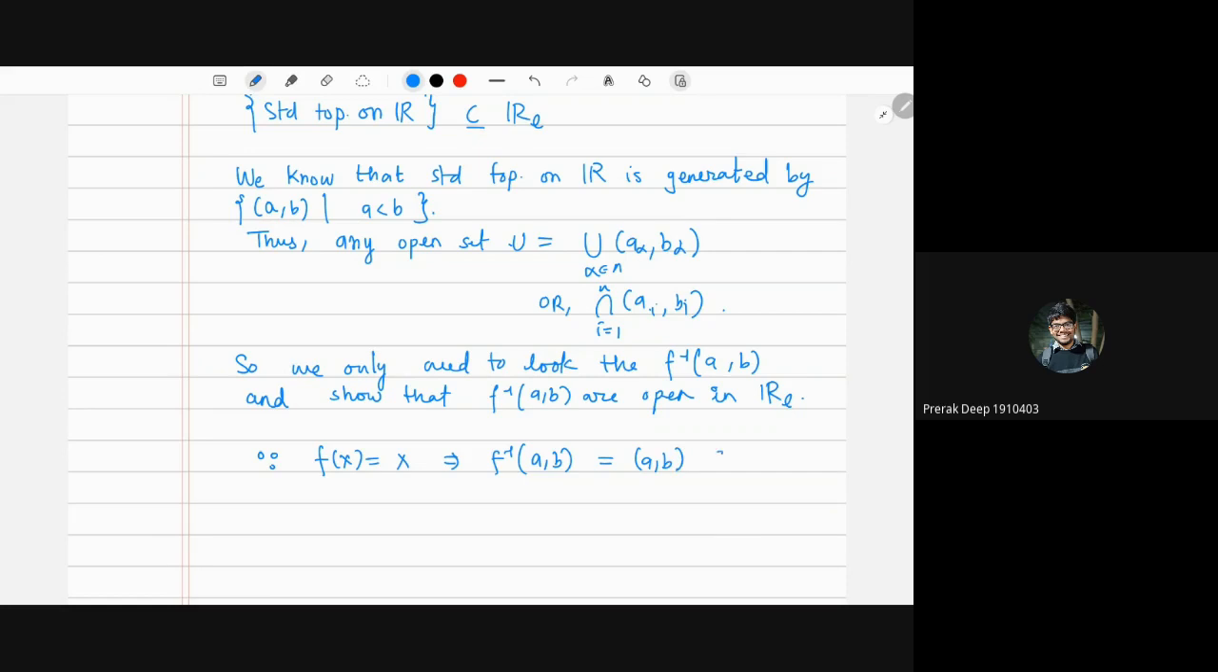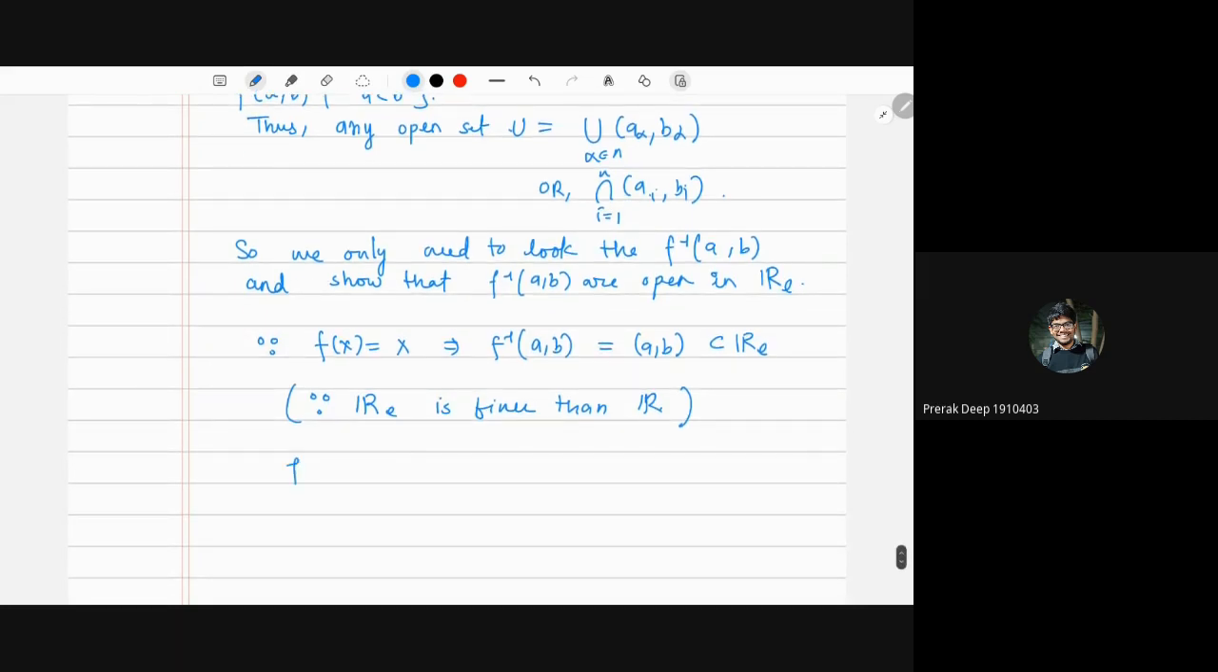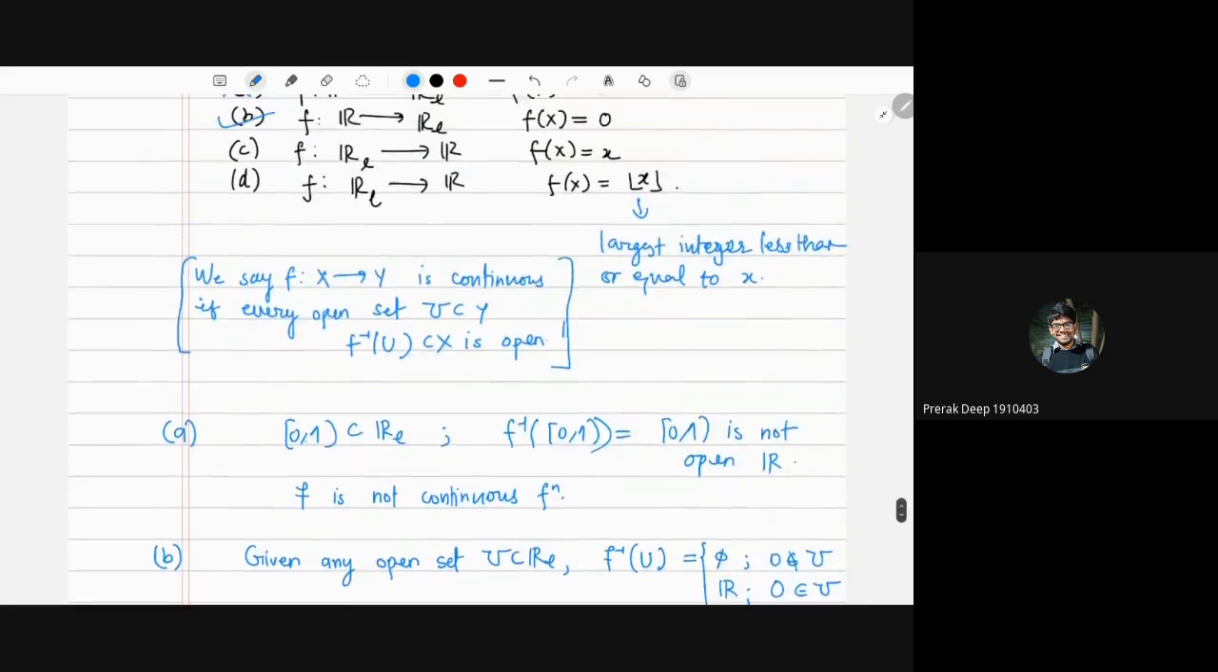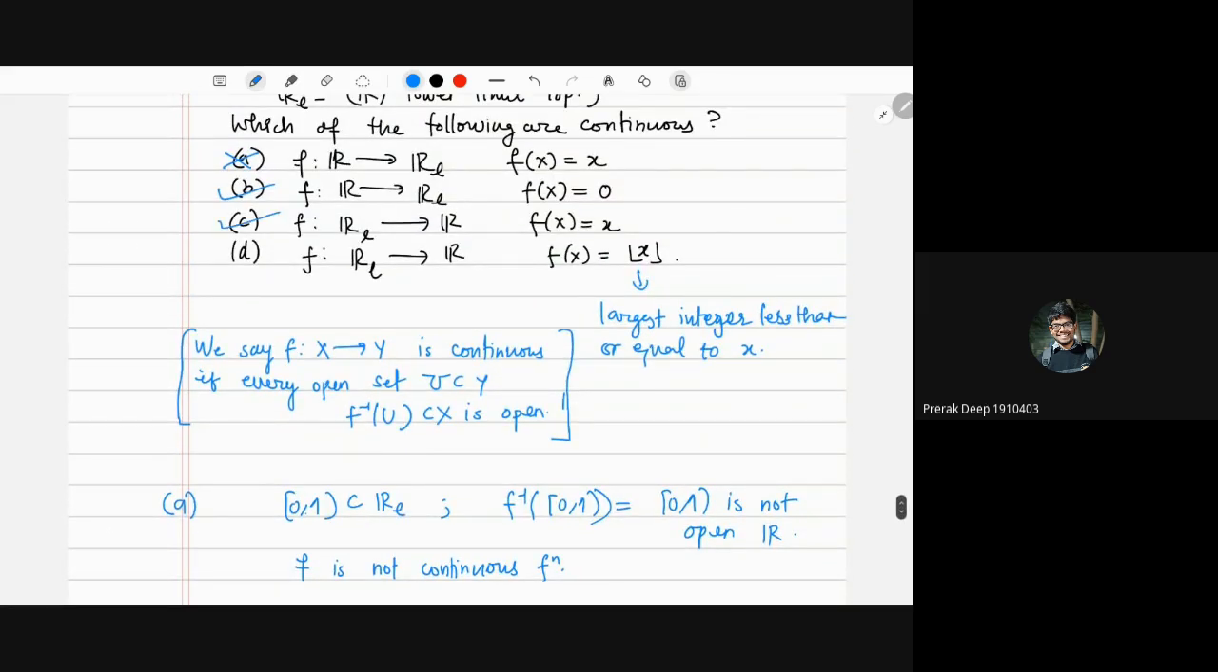And this open interval is open in R_L because R_L is finer than R. Okay, so this proves that f is continuous. So option C is continuous.